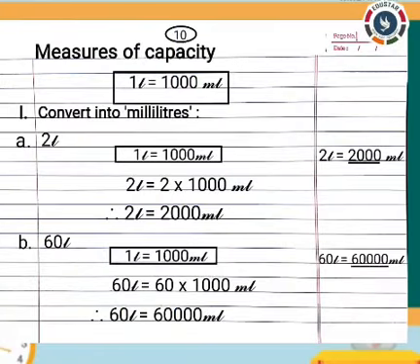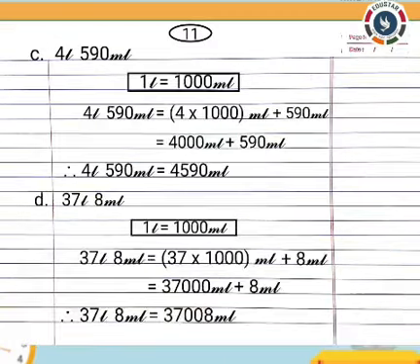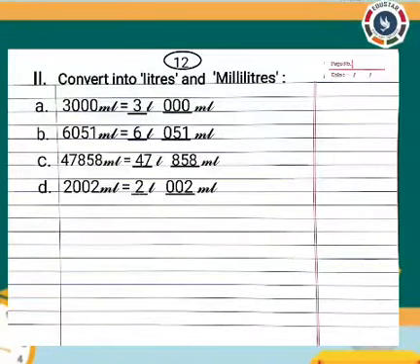The next topic is measures of capacity. 1 liter is equal to 1000 milliliter. See this first Roman letter. Convert into milliliters. The first two sums A and B based on liter to milliliter conversion. C and D based on liter and milliliter to milliliter conversion. Next Roman letter 2, convert into liter and milliliters. Here totally 4 sums are given. These are milliliter to liter and milliliter conversion.